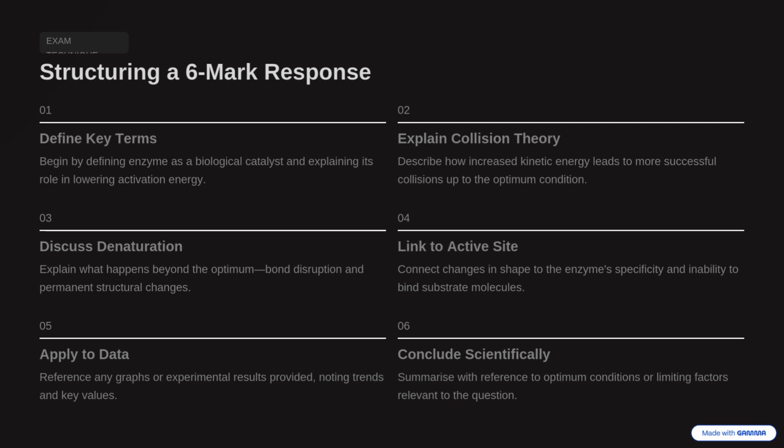Explain collision theory. Discuss denaturation. Link to the active site. The active site shape changes, so the substrate no longer fits, fewer complexes. Apply to data. Mention things like trends, steep, drop, any given values, and conclude your answer scientifically. Limiting factors. State optimum levels. Rate decreases due to the enzyme being denatured.